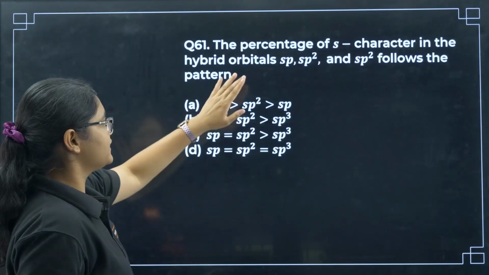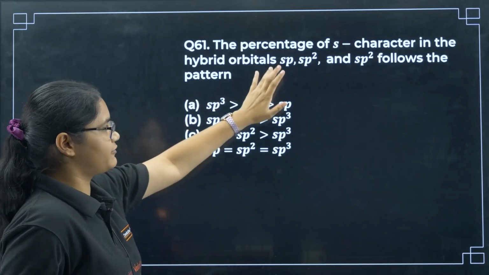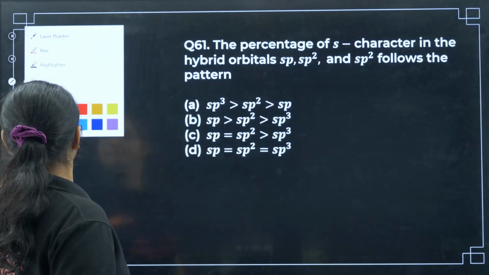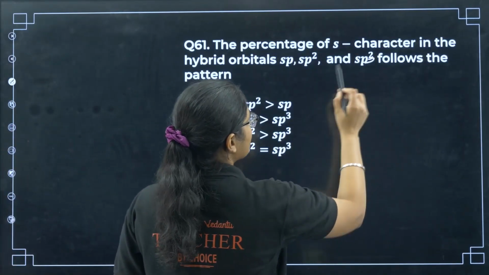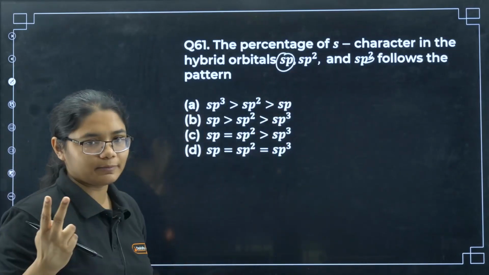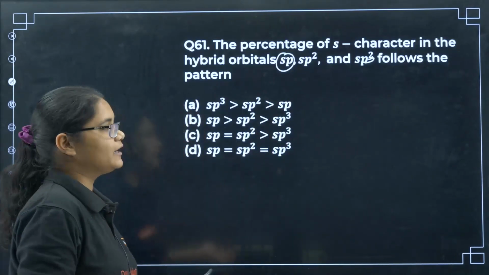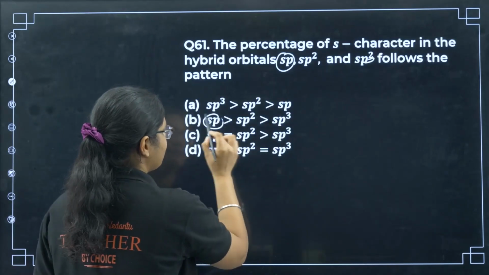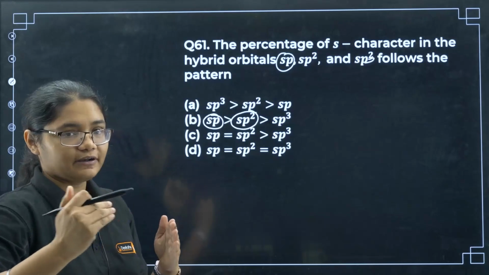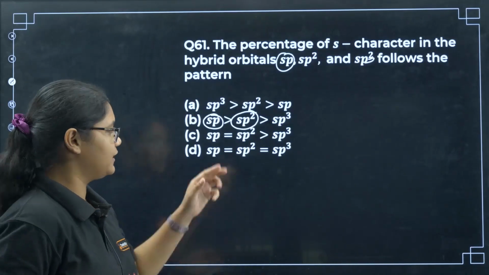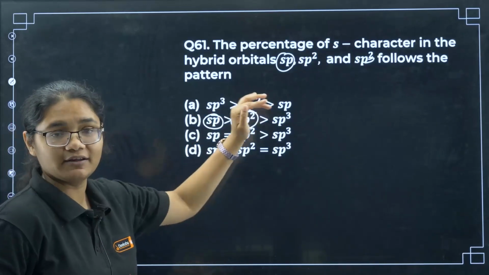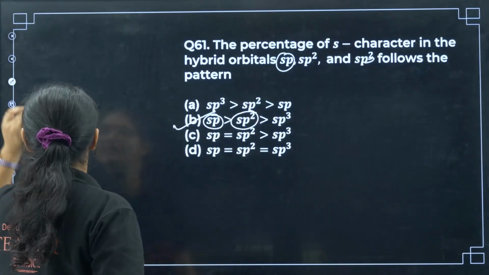Okay, so the percentage of S character in the hybrid orbitals of sp, sp2 and sp3 follows the order. If you see that in sp, there is total 2 orbitals, so if I have 100% divided by 2, it will be 50%. So sp will have maximum percentage, then sp2 will have 3 orbitals, that means 100 divided by 3, so 33.33 all of them will get, and sp3 is having 4 orbitals and s percentage will be 25. So I have option number B here.